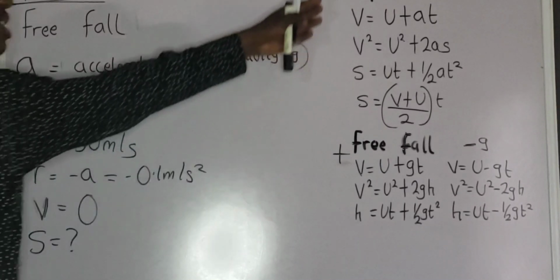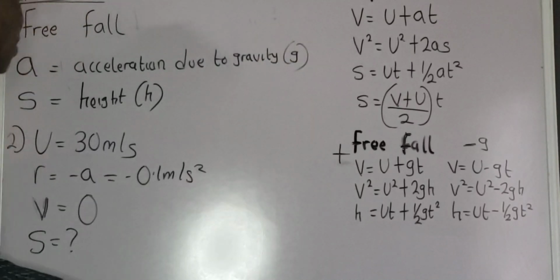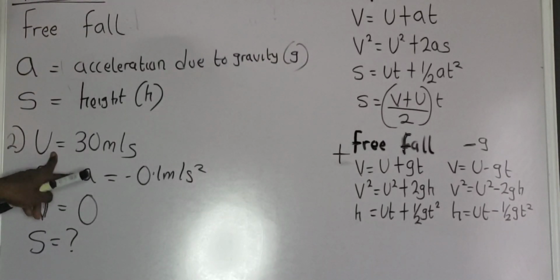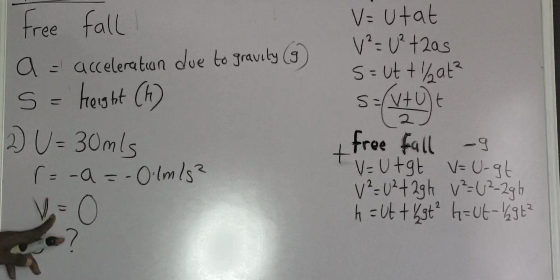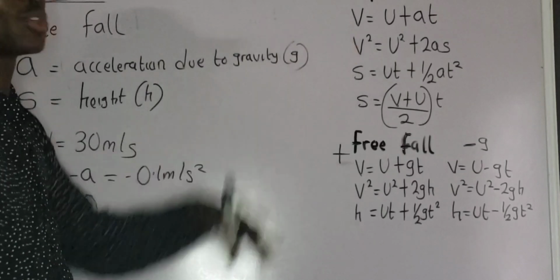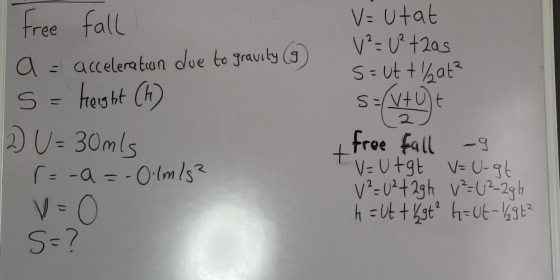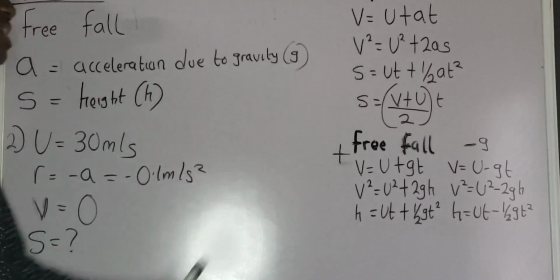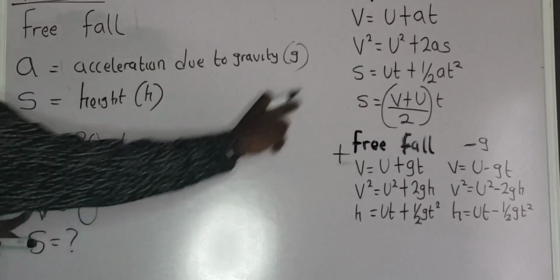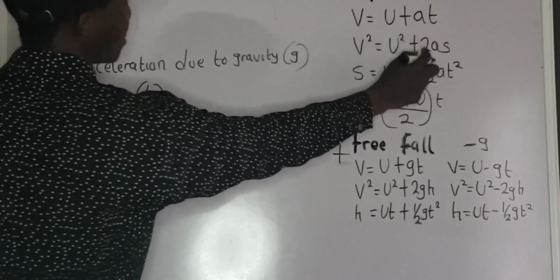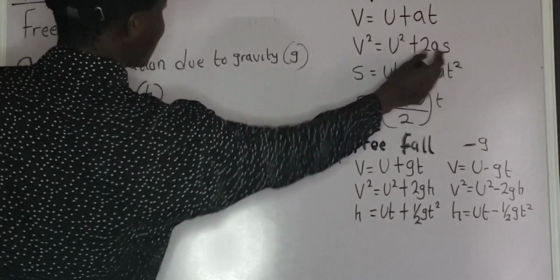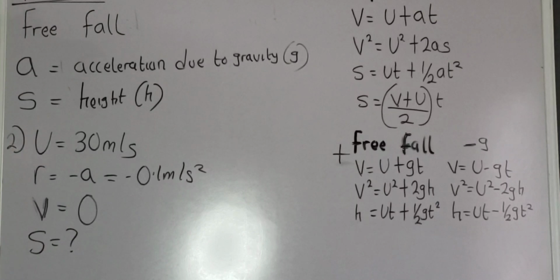So where do these parameters fit in? We are given the initial velocity. We are given the retardation, which is negative acceleration. We are given the final velocity. We are told to calculate distance. Which formula are we going to make use of? We are going to make use of the second formula because we have velocity, we have initial velocity, we have negative acceleration, and we are told to calculate distance. So we are going to make use of the second formula.